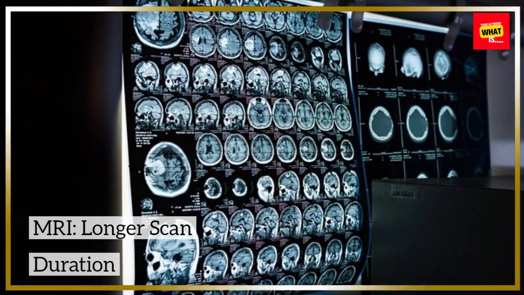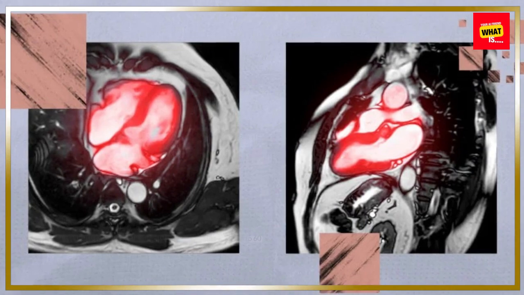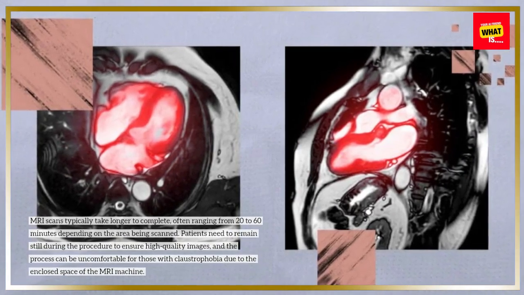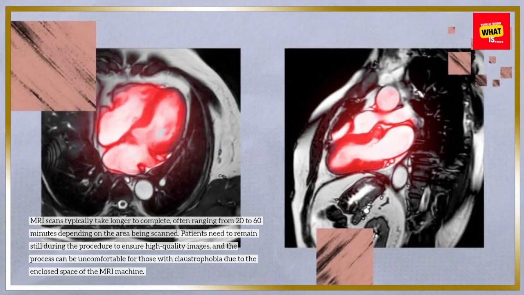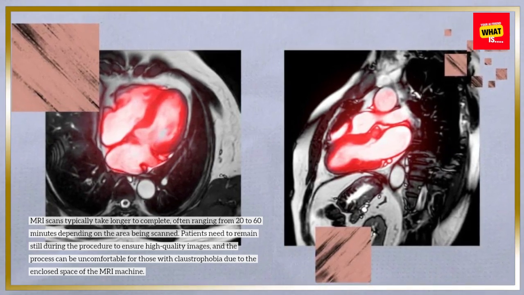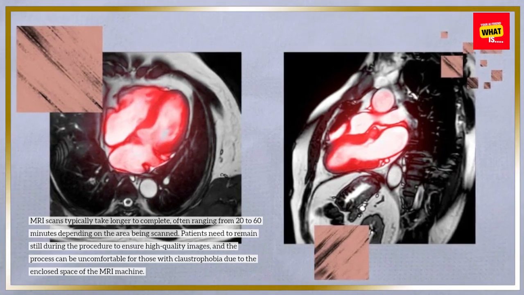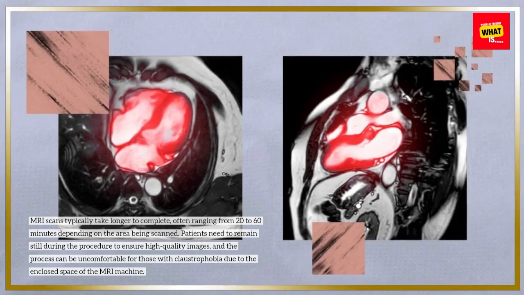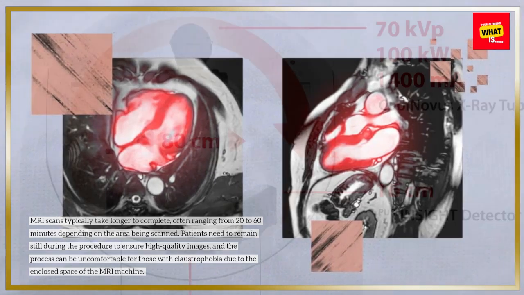MRI, longer scan duration. MRI scans typically take longer to complete, often ranging from 20 to 60 minutes depending on the area being scanned. Patients need to remain still during the procedure to ensure high-quality images, and the process can be uncomfortable for those with claustrophobia due to the enclosed space of the MRI machine.